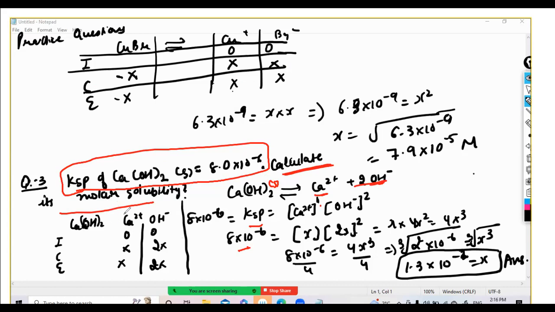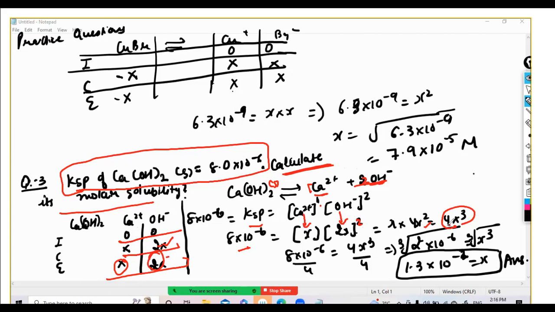What you want to do is set up the ICE table. Initially there were 0 and 0 products. Let's say if X of this reacted, then how much hydroxide would be formed? If this is 1, this is 2. If this is X, then this is 2X. So what will be the equilibrium concentration? X and 2X. Let's put the numbers here. This is X and this is 2X raised to the power 2. 2X squared will give you 4X square, so X times that is 4X cube.